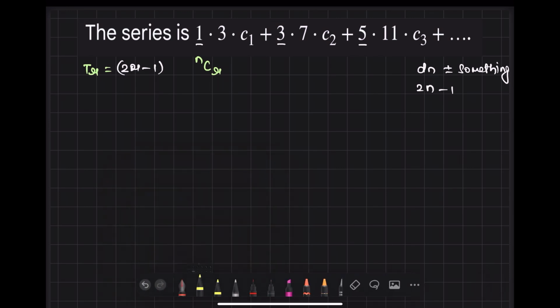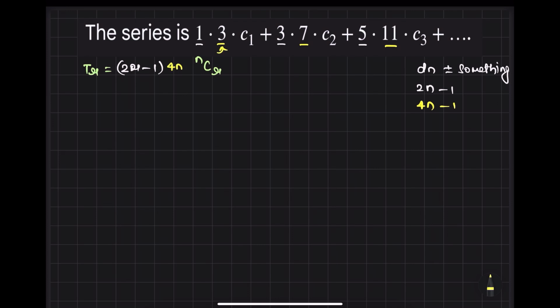Now focus on this term. 3, 7, 11. These numbers are also in AP. So you know that you will take help of dn plus minus something. What is the common difference? 7 minus 3 is 4. So 4n. The first value of n is 1, so it will become 4. What will you do with 4 to make it 3? Minus 1. So can I write 4n minus 1? Sorry, we have to write terms in terms of r. So 4r minus 1.